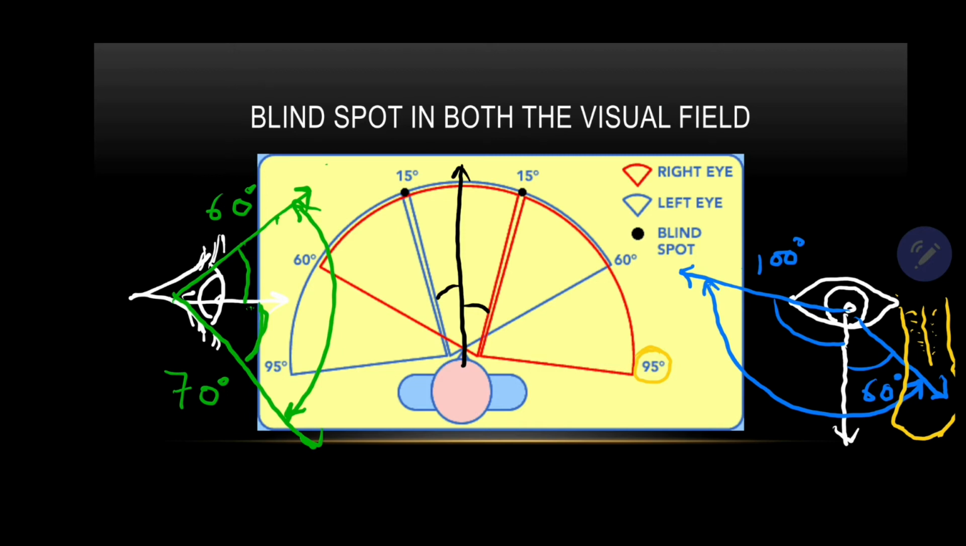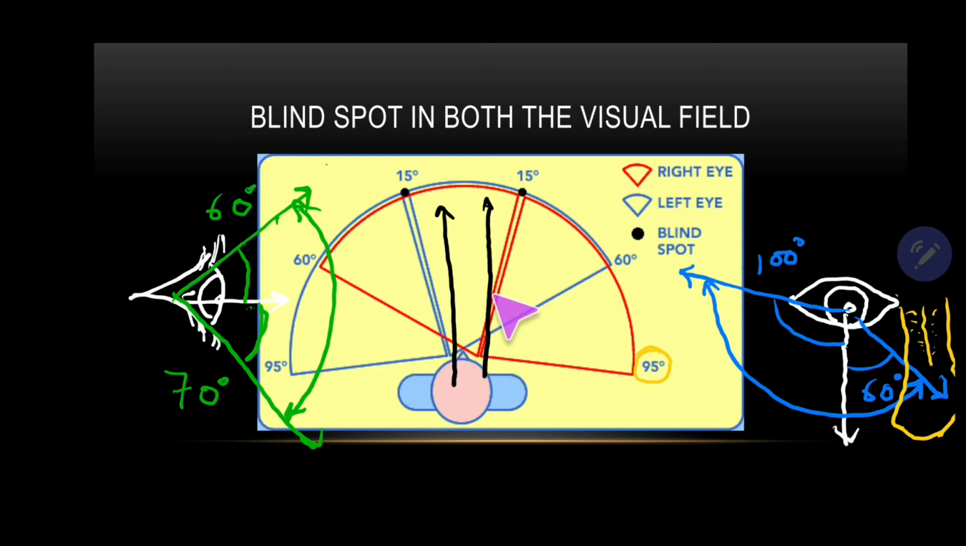No. I have purposely drawn it to make you correct this: this 15 degrees is not the measurement from the median plane. So let's correct this. This 15 degrees is basically from the visual axis of the right eye and the visual axis of the left eye. Clear?